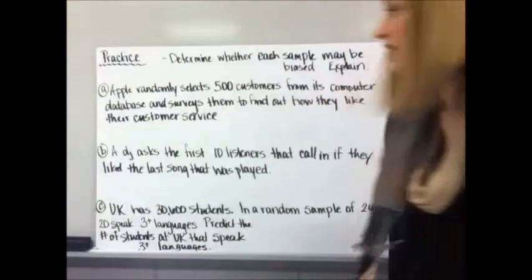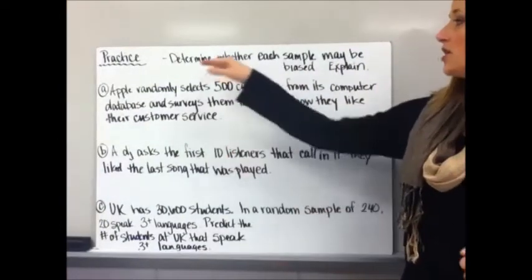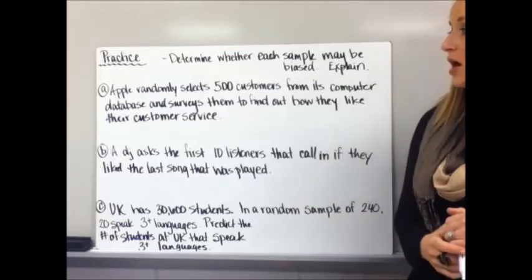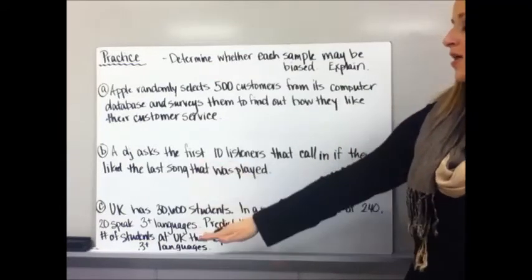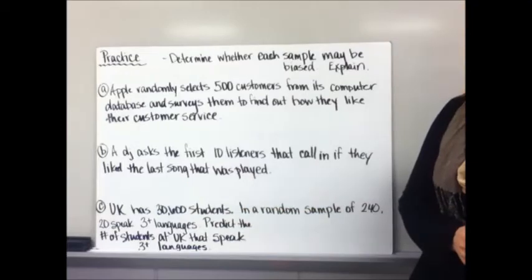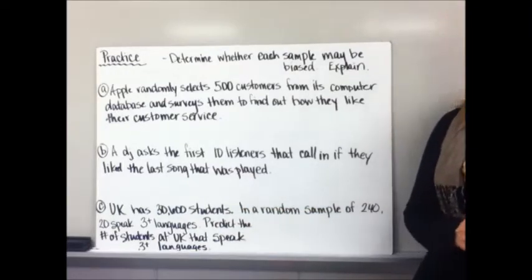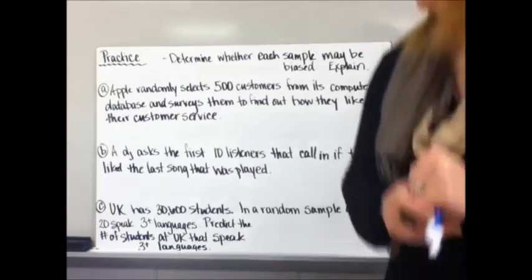Now let's practice what we've seen this lesson. For the first two questions, I want you to determine whether each sample may be biased and explain why or why not it's a biased sample. And on the last one, you're going to predict the number of students that speak 3 or more languages using a proportion. Go ahead and pause the video and try that out.